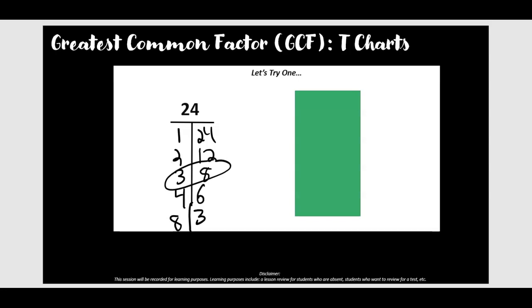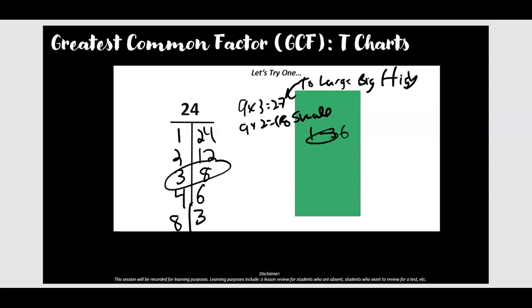9 times 3 is 27, so that's too big, too large, too high. And 9 times 2 is 18, too small. Goldilocks is not digging this at all. Oh, I know where that came from. Okay, that's weird. What about 10? 11? Nope, because 11, that's a prime number.